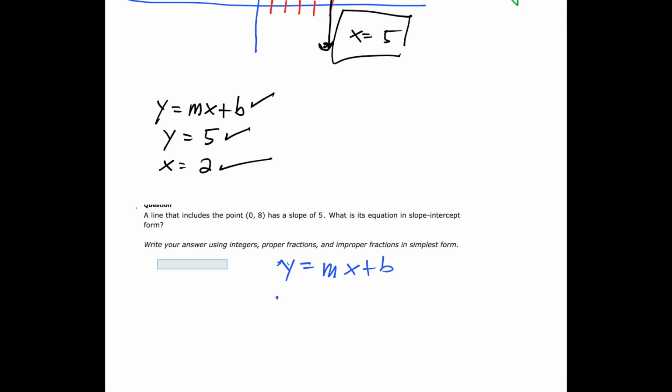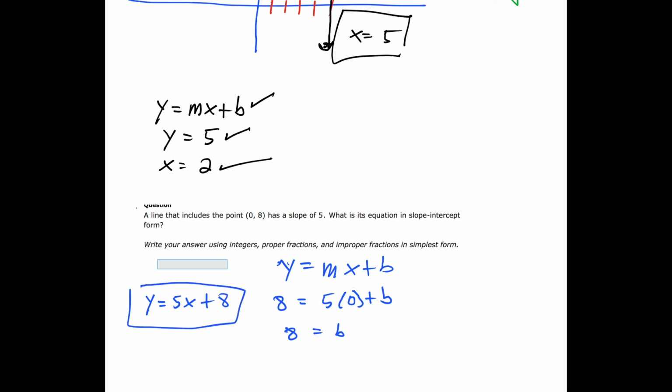Okay, so 8 equals 5 times 0 plus b. All right, cool. I agree with that. 8 equals b. All right. Now put it all together again. Y equals 5x plus 8. Okay, so hold on.